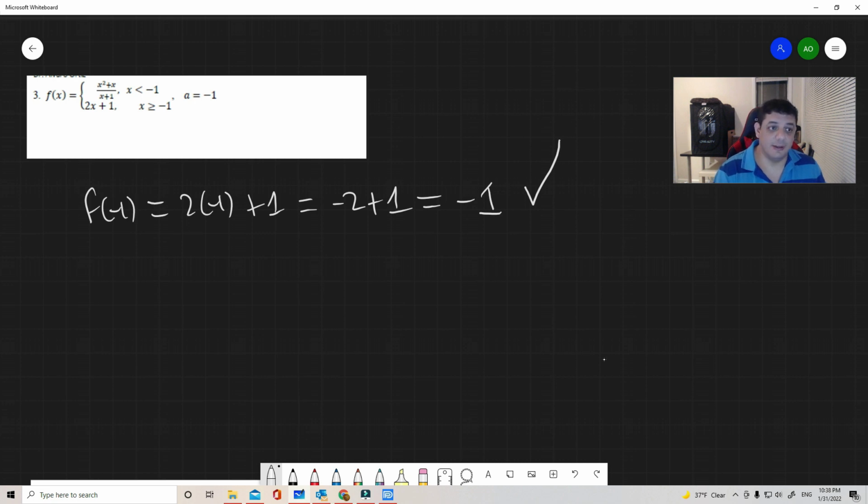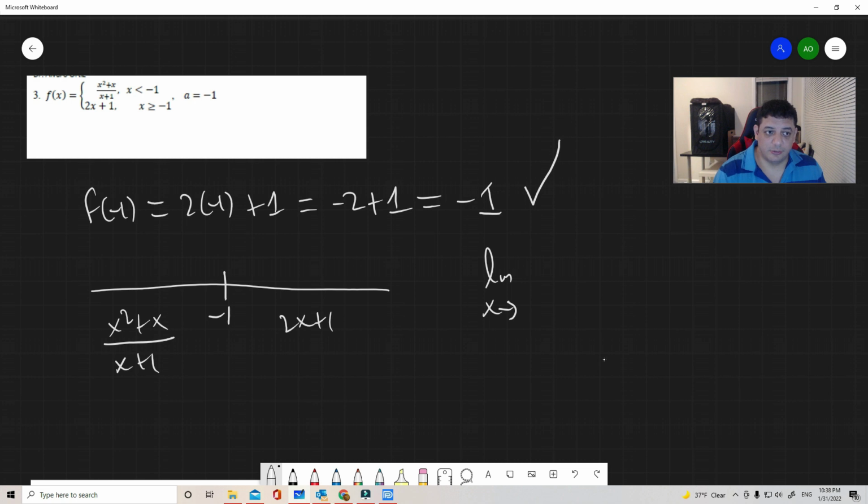That's the second thing. Notice that we have two different behaviors. The function is split into different behaviors: this function by the left side, and this function by the right side. So if I take the limit when x goes to minus 1 by the right side, I'm going to have to consider the function 2x plus 1. And so in this case, it's going to be very similar to what we had before, and I'm just going to plug in minus 1 here, and I'm going to get minus 1.